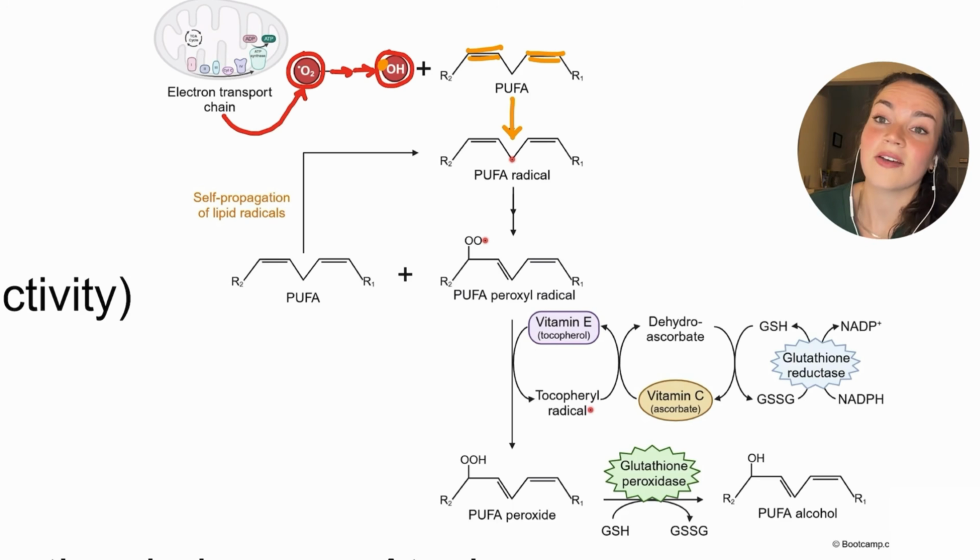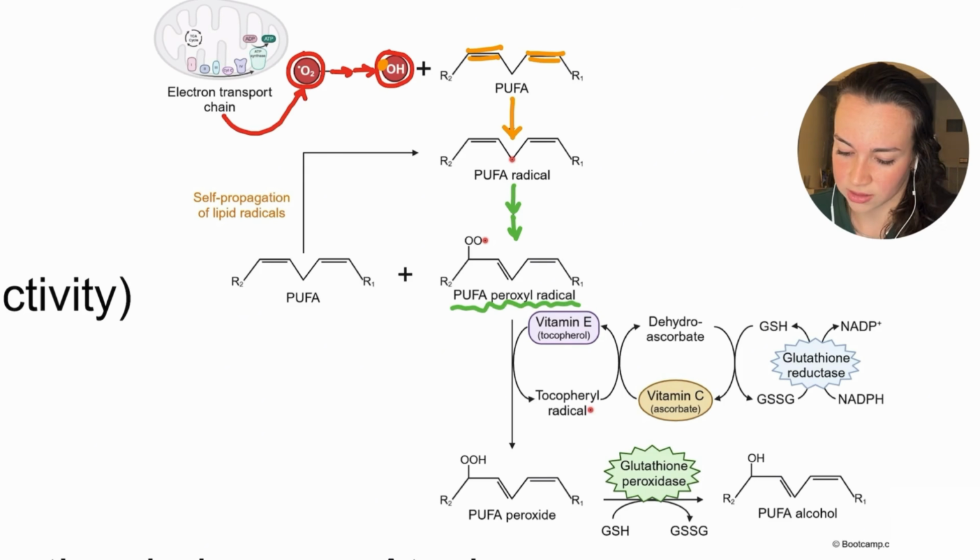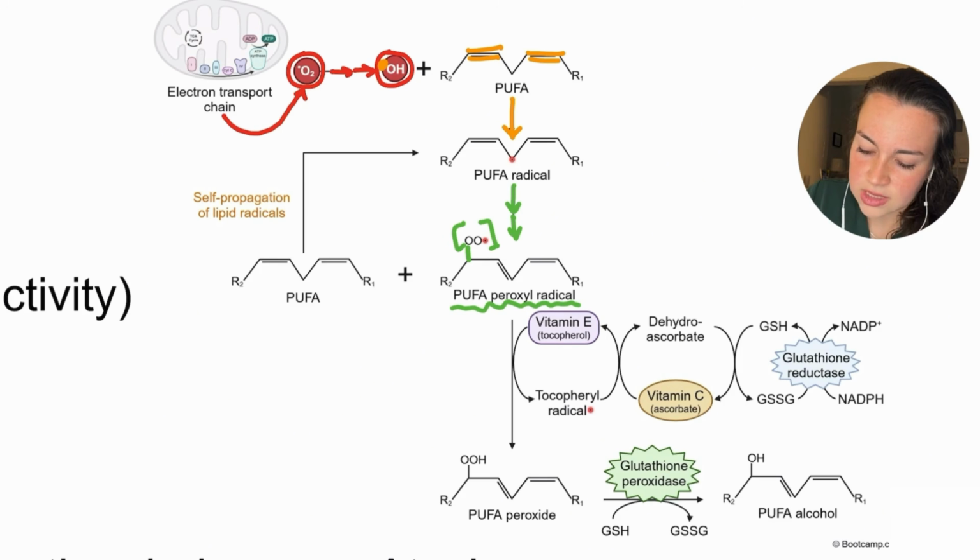All right, so now we have our PUFA radical, and through a series of other steps, again, I'm not going to bog you down with this, we're going to end up with a PUFA peroxyl radical. So we added on this peroxyl group right here, and you can see our free radical is still attached, it's just in a different spot. Now, this PUFA peroxyl radical is trouble because it will start to create a vicious self-propagation cycle.